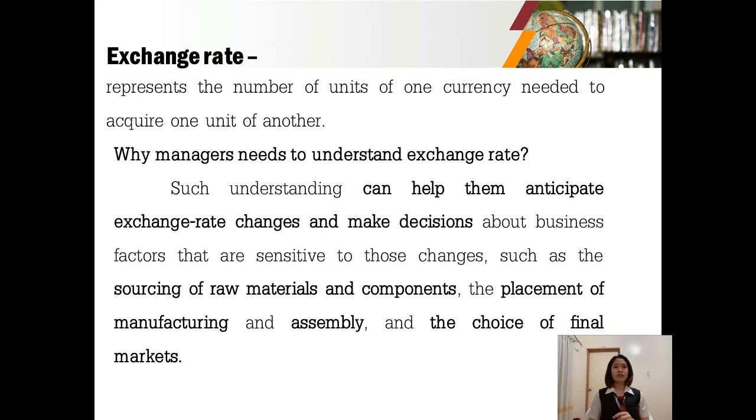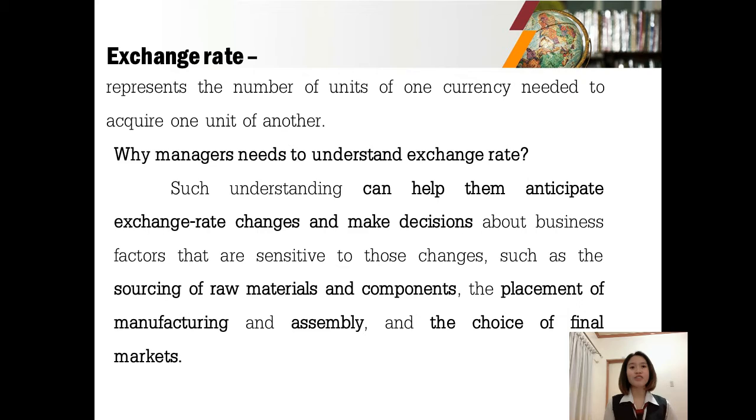So, why do managers need to understand exchange rate? Such understanding can help them anticipate exchange rate changes and make decisions about business factors that are sensitive to those changes, especially when the business is entering international business. It can help them come up with effective decisions when it comes to sourcing of raw materials and components, the placement of manufacturing and assembly, and the choice of final markets.